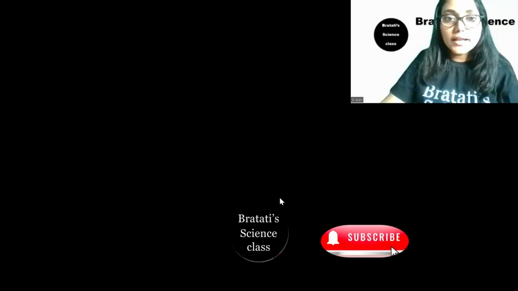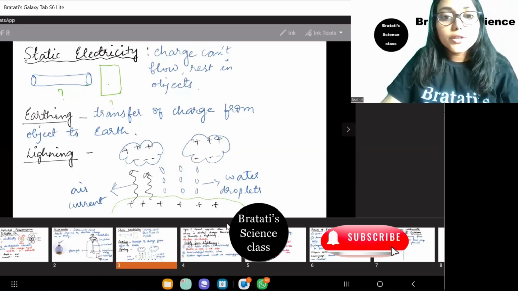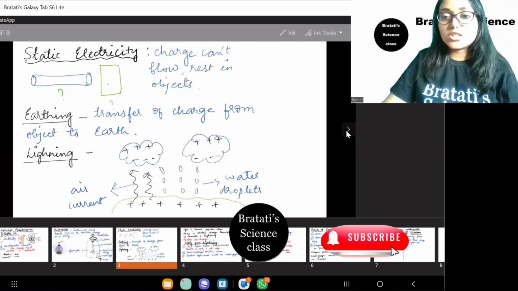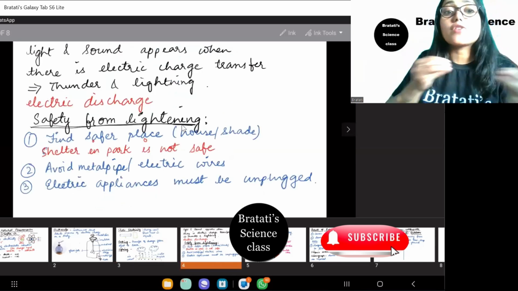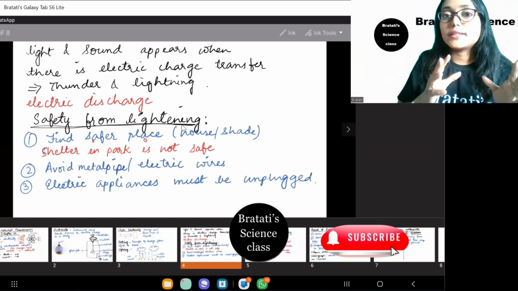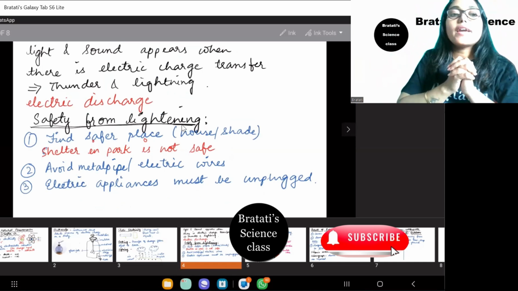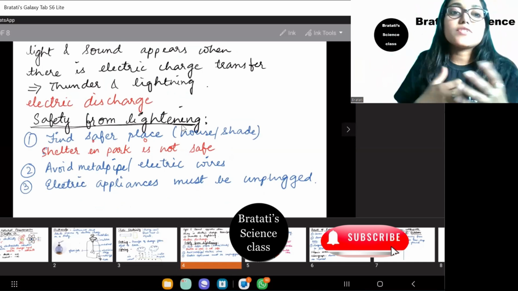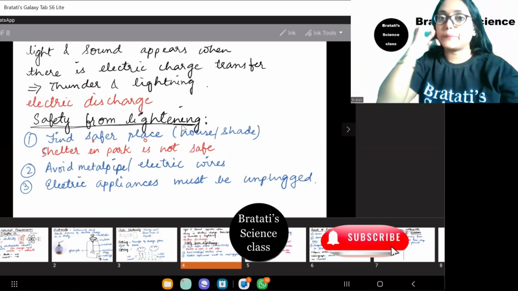So this is what I have drawn here: the clouds, the air current, the water droplets, which is causing the lightning. Light and sound appear when there is electric charge transfer, and that's why we can hear the sound as thunder and see the lightning. So thunder and lightning is clear, I hope. Now we have to have some safety measures for that. That is basically the electric discharge and what is happening, it's clear.